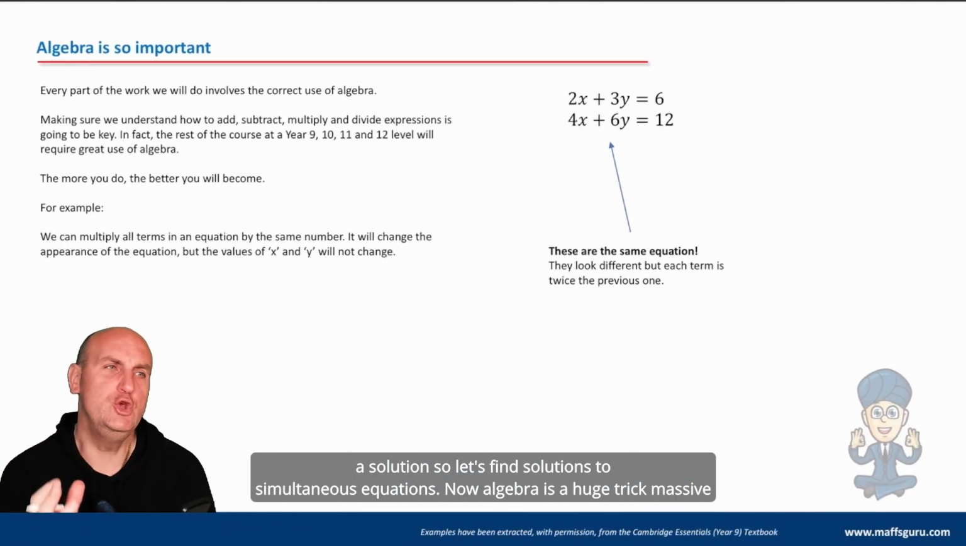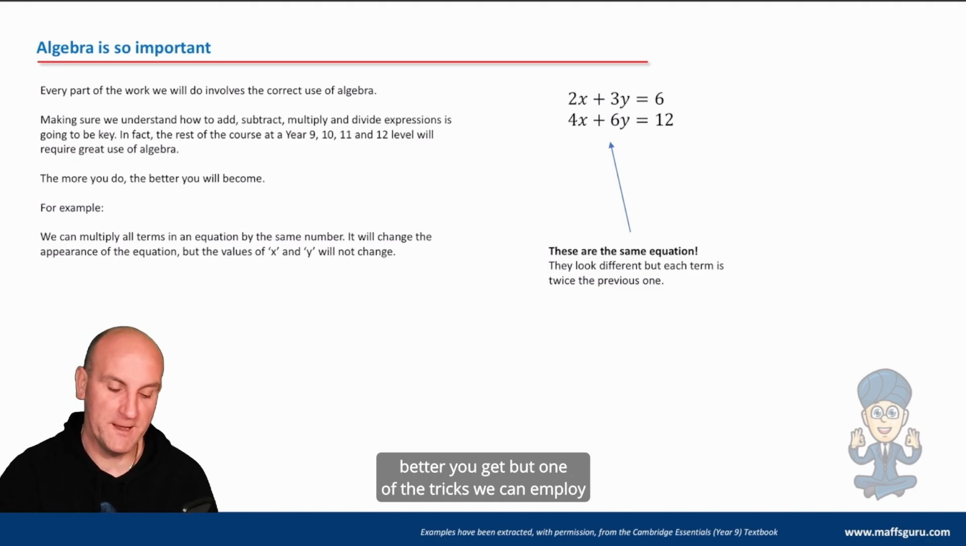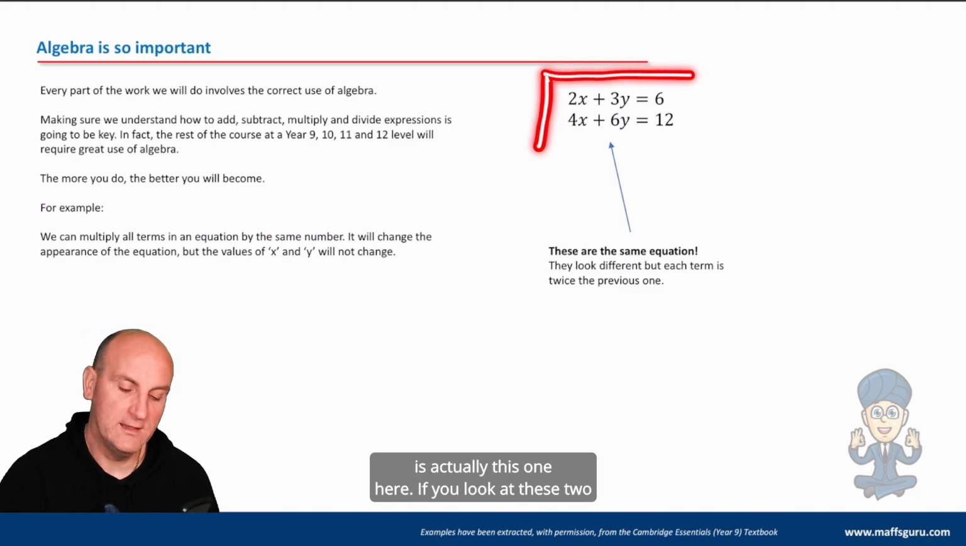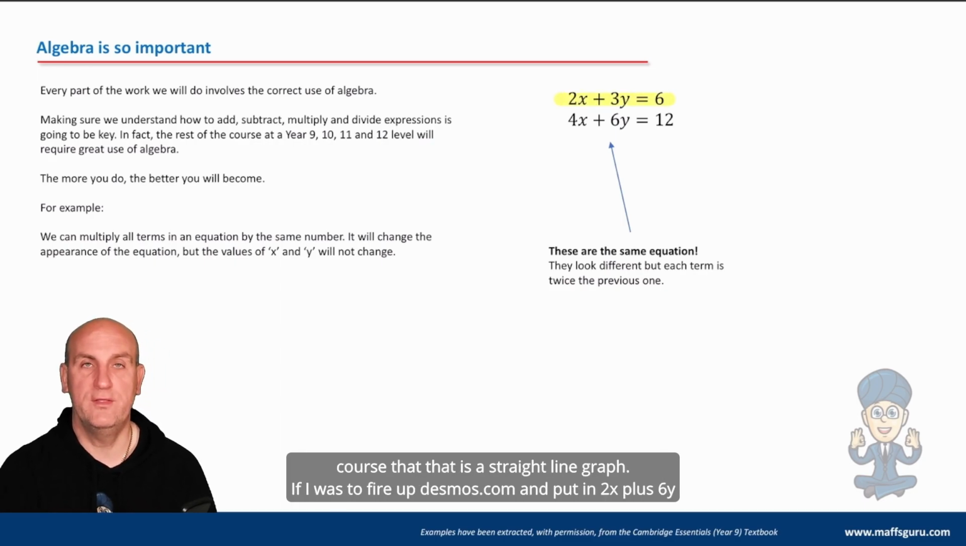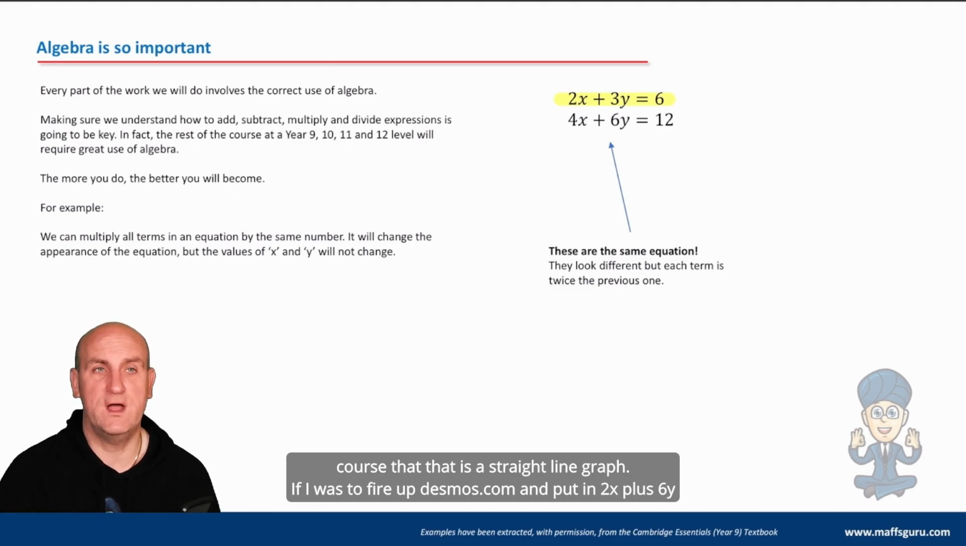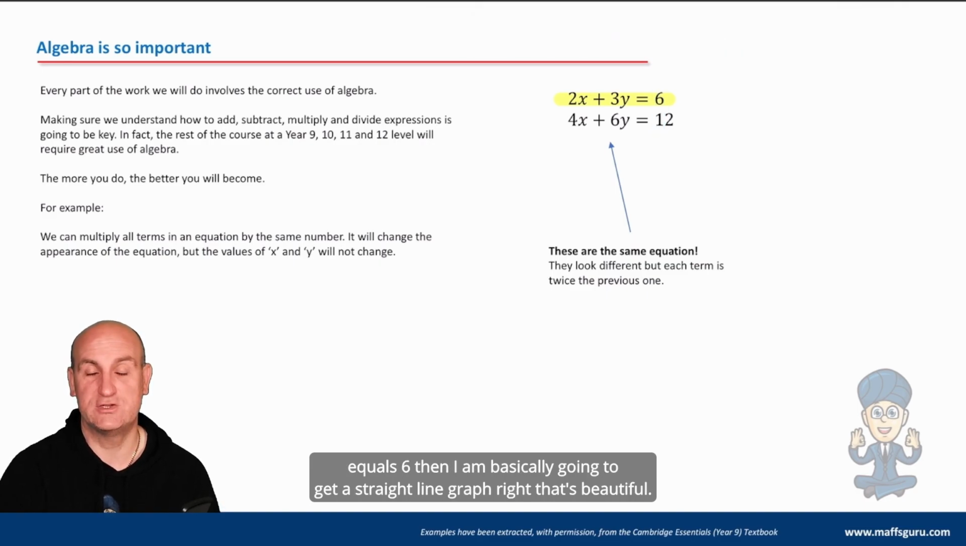Now, algebra is a huge trick, a massive trick. There are lots and lots of rules that you have to follow, and the more you practice, the better you get. But one of the tricks we can employ is this one here. If you look at these two equations, 2x + 3y = 6. Please just take my word for it until a later chapter in this course that is a straight line graph. If I was to fire up desmos.com and put in 2x + 3y = 6, then I am basically going to get a straight line graph, right? That's beautiful.